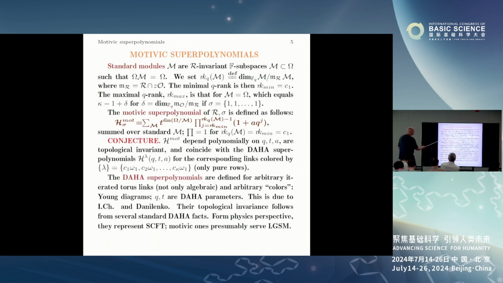Here we are, right? The key definition of this talk is here. So I need just a little something, the definition of the notion of standard modules. Standard modules are R-invariant F-subspaces, of course, always. F can be whatever, right? Can be C or can be F_q. This definition is universal here. And they all, this is interesting, they all must sit inside omega.